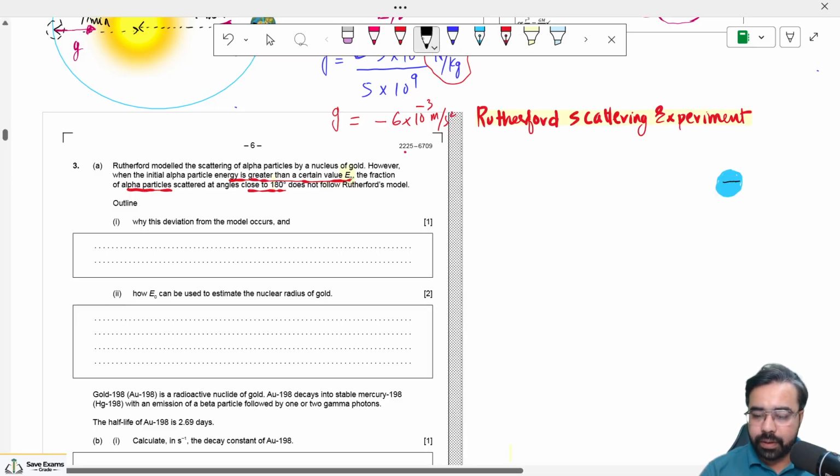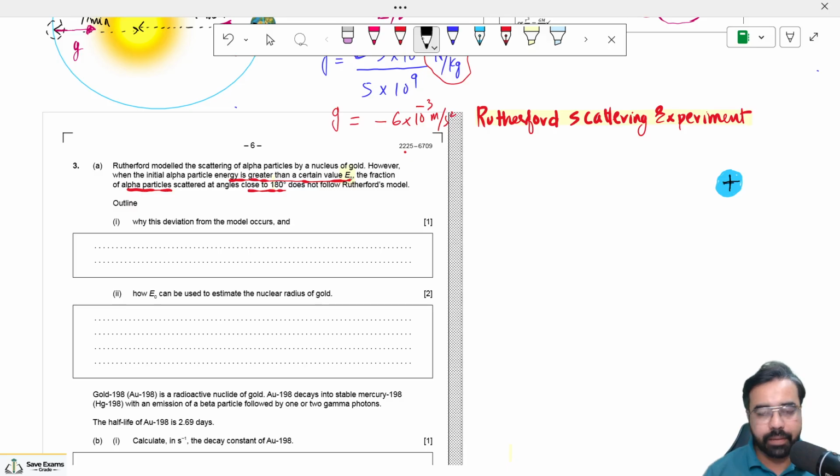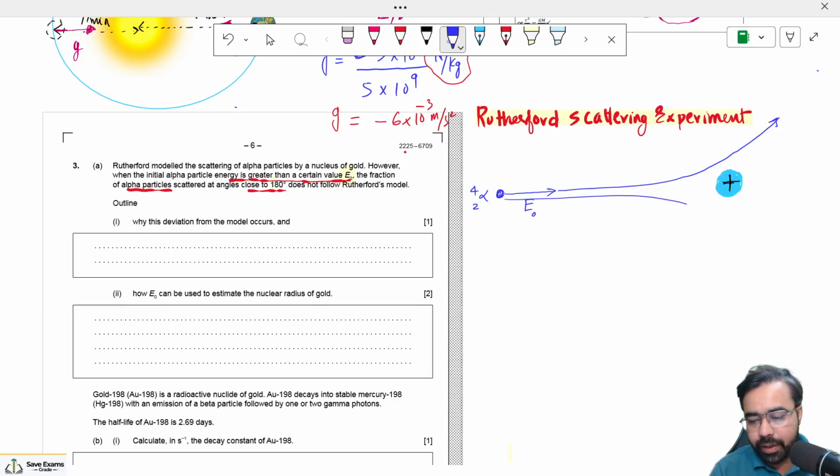For example, this is a gold nucleus, which has a positive charge, and we are throwing an alpha particle, which is two protons and two neutrons. When you throw it with a kinetic energy of E0, what happens? It deviates. All the alpha particles deviate at a larger angle, but not close to 180. What happens when you throw with energy greater than E0?